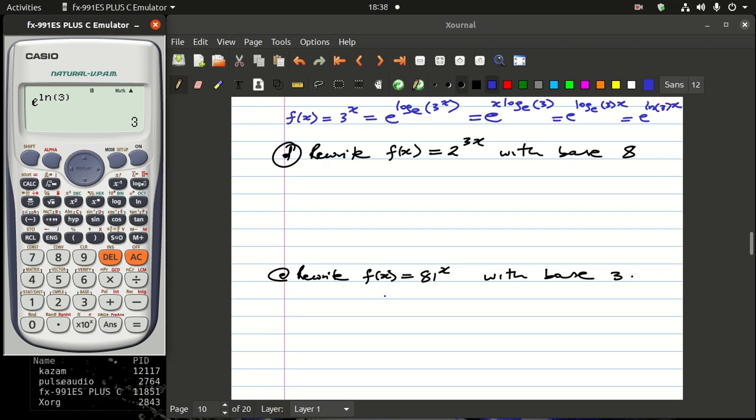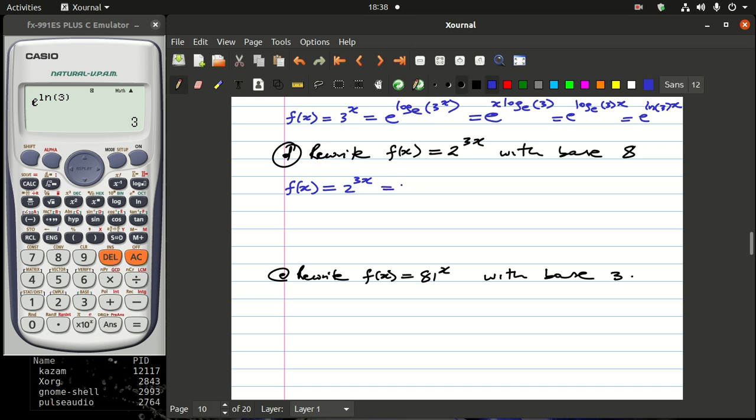Now, I want us to take a look at these two here. I want to rewrite this with base 8. You will find out now I have f of x, which is equal to 2 to the power 3 of x. And of course, this is the same as 2 to the power 3 times x. 3 times 3 will get that. And if you look into this, this is 2 times 2, which is 4, times 2, which is 8.